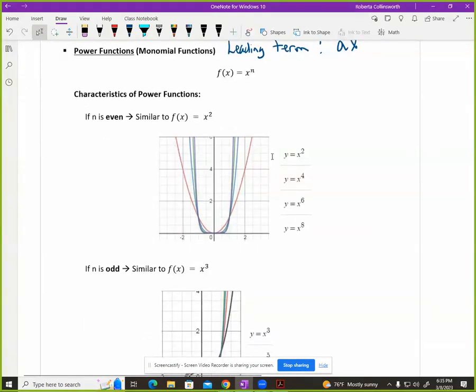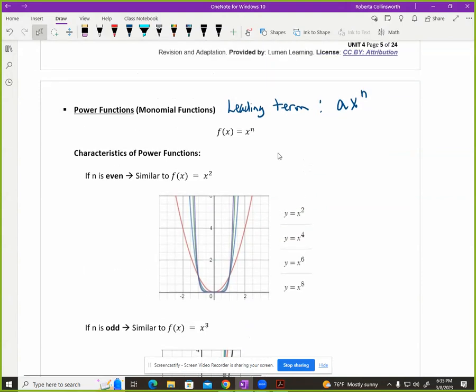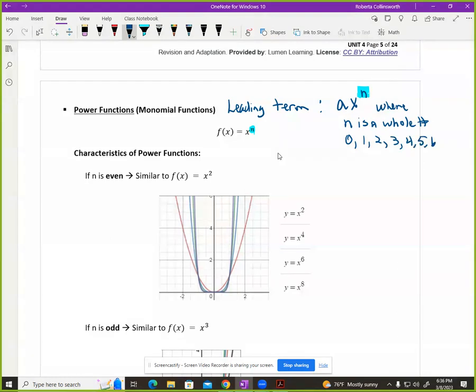So we're going to look at characteristics of power functions. This is our power right here. So that power, I told you, had to be an even number. I mean, not even, had to be a whole number. So our whole numbers, let me just list them out. We have 0, 1, 2, 3, 4, 5, 6, and so forth and so on.